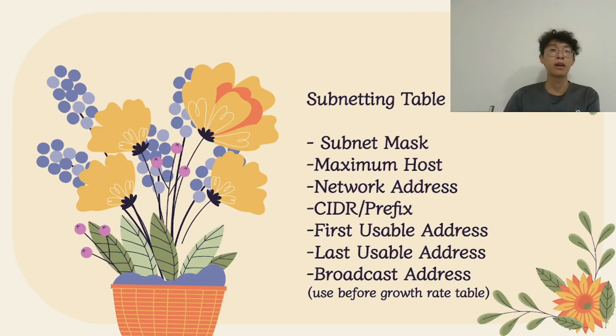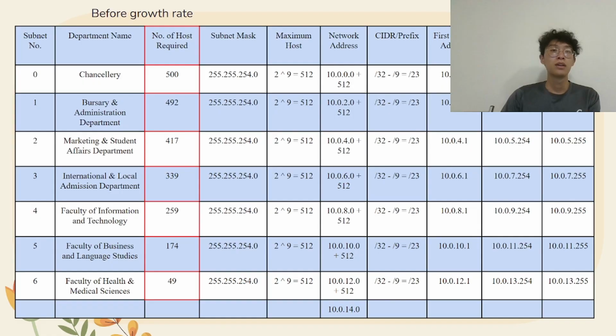This part will cover how to calculate the subnet mask, maximum host, network address, CIDR or prefix, first usable address, last usable address, and broadcast address. First, we have to find the maximum host. We chose 2 power of 9 because the number of hosts required is 500. And 2 power of 9 is equal to 512. 512 is greater than 500.